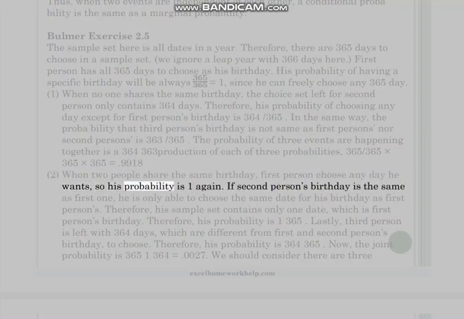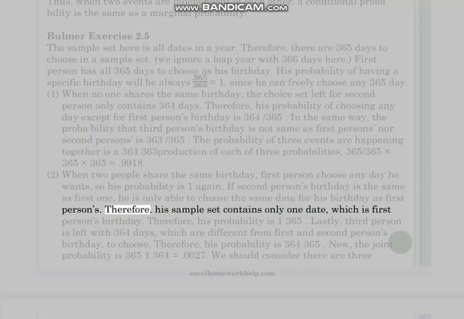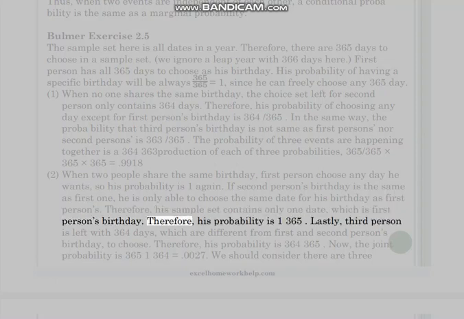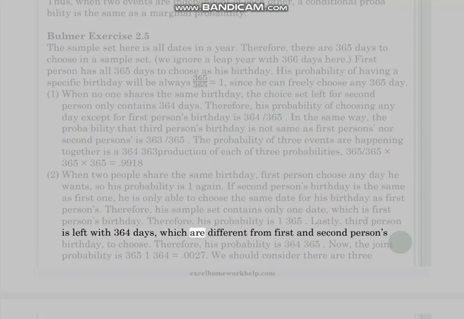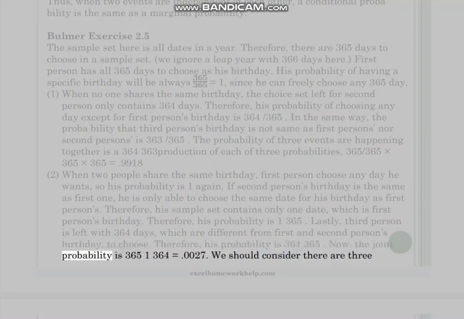When two people share the same birthday, the first person chooses any day he wants, so his probability is 1 again. If the second person's birthday is the same as the first one, he is only able to choose the same date for his birthday as the first person's. Therefore, his sample set contains only one date, which is the first person's birthday. Therefore, his probability is 1/365. Lastly, the third person is left with 364 days, which are different from the first and second person's birthday, to choose. Therefore, his probability is 364/365.